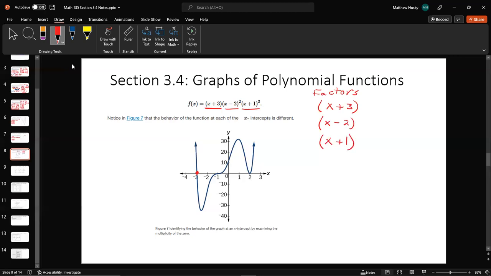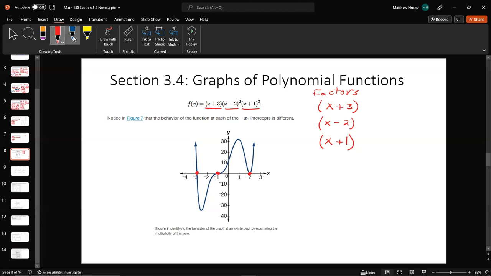Okay, so each of these is going to correspond with an x-intercept, a point on the x-axis. And part of the goal of this section and this whole chapter in general is we're trying to make connections between what the formula does and how that affects what the graph does. We want to get that link in our minds between what the formula looks like and the impact it will have on the picture that it produces.